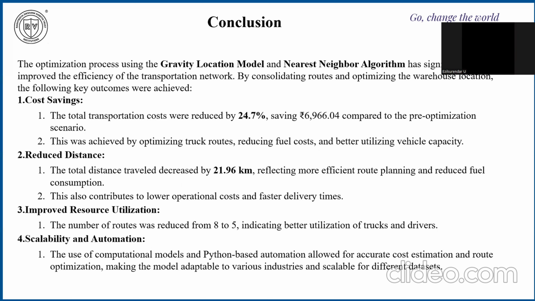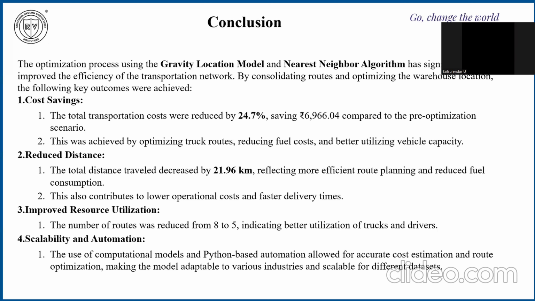Coming to the conclusion of our project, by implementing the weighted gravity location model and nearest neighbor algorithm, we achieved significant improvements in the transportation network. The transportation cost was reduced by 24.7%, the distance was also reduced by 21.96 kilometers, and the number of trucks used was reduced from 8 to 5.